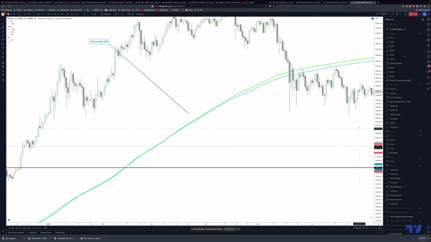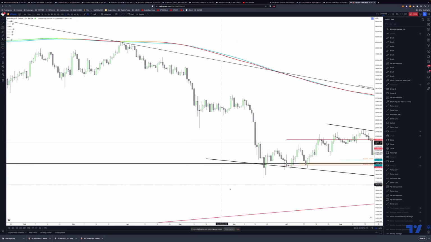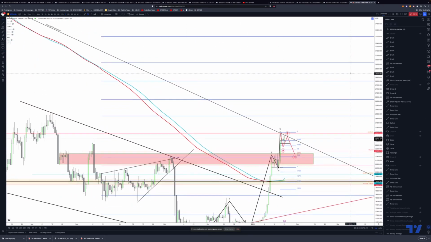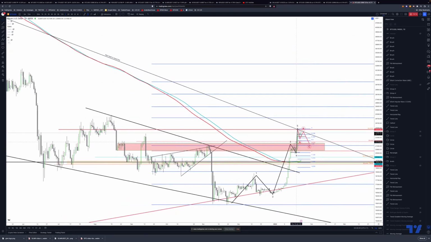And let's go to the current price here. So we're doing the same. I do feel like there is going to be a bit of a pullback.